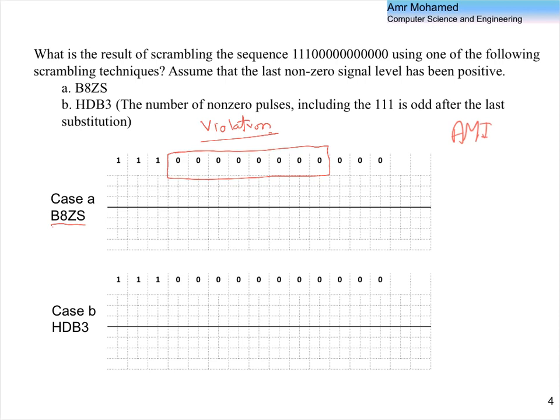So the sequence is 000, V, B, and then 0, and then V, B. I told you here to assume that the last non-zero signal level was positive. So remember, for AMI, the one is represented as bipolar, which means that one is negative and one is positive. So since the last one was positive, then this one becomes negative one. Okay? And then positive one, and then negative one.